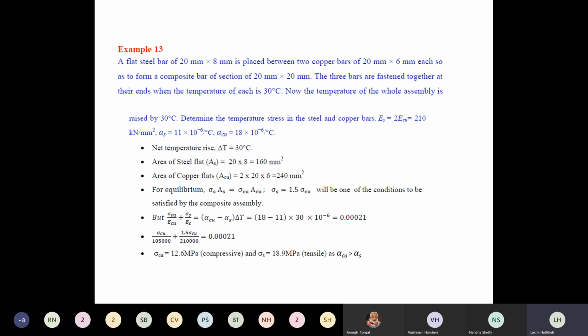And observe carefully, alpha for copper is higher than the steel. So I should take alpha copper minus alpha steel. That's one thing. So now let's see the solution of this particular problem.